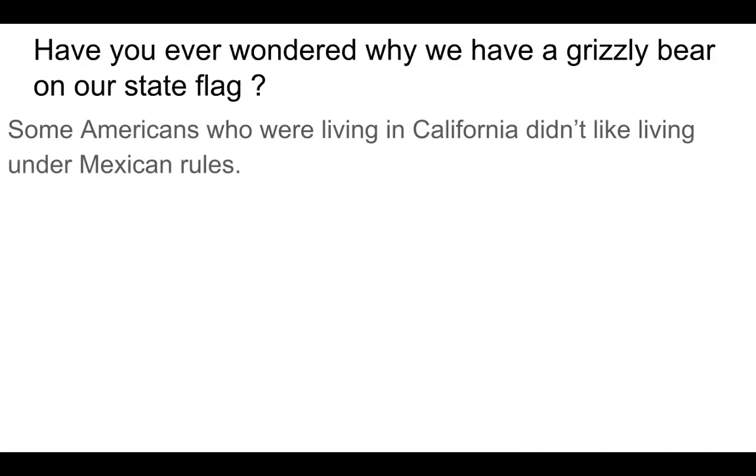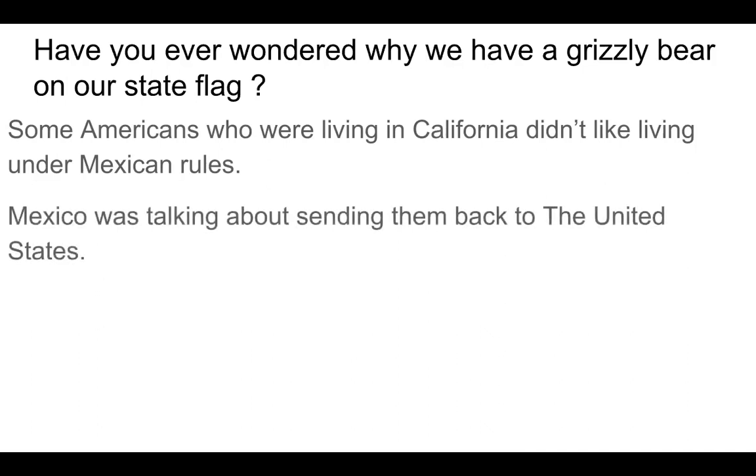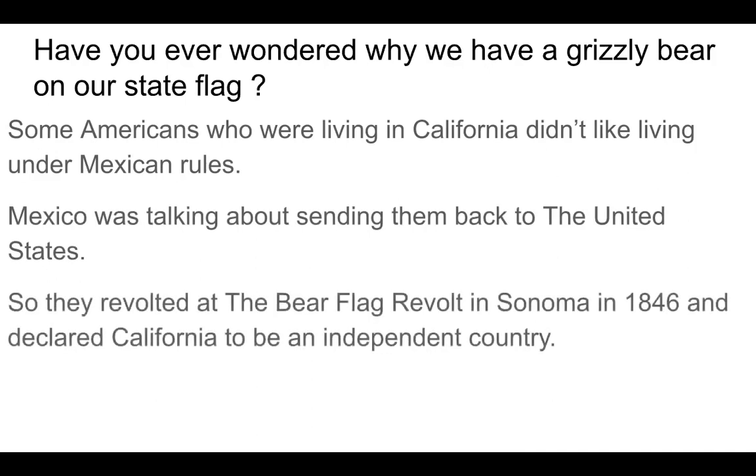And so they're not really liking some of the rules that the Mexican government is passing on them. They want them to become Mexican citizens. Slavery is outlawed in Mexico at this time, so they want people to stop bringing any kind of slaves into this Mexican territory. And they also want them to convert to the Catholic religion. And so a lot of these Americans are just saying no, they don't want to do that. And so Mexico was starting to talk about sending them back to the United States. So they revolt at the city of Sonoma in 1846.